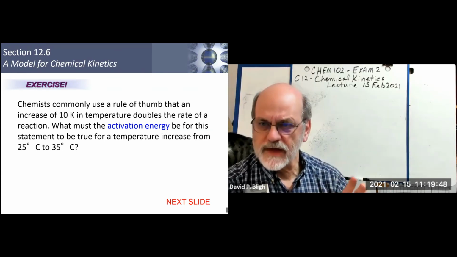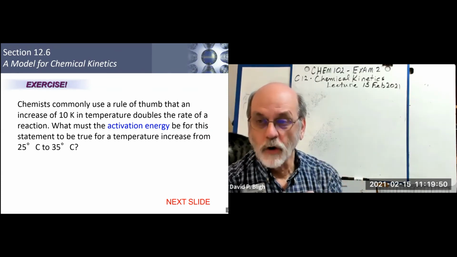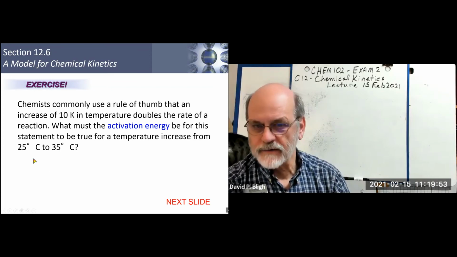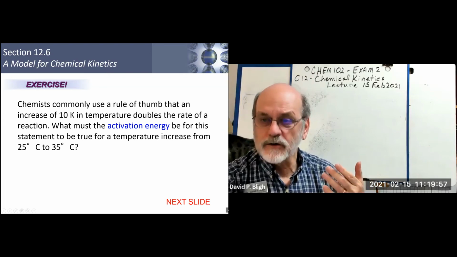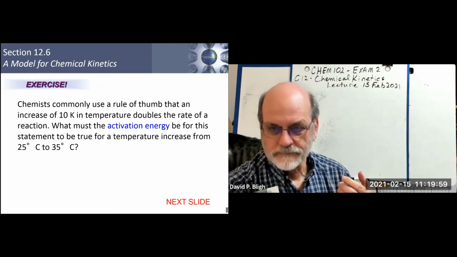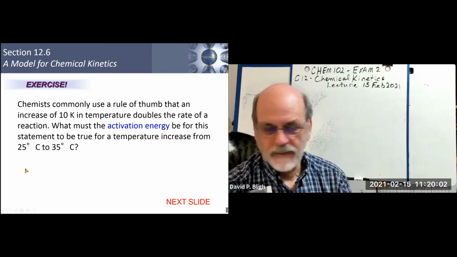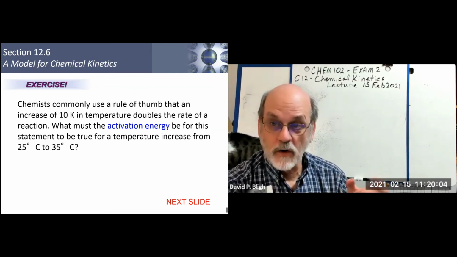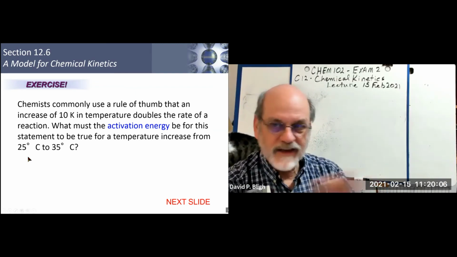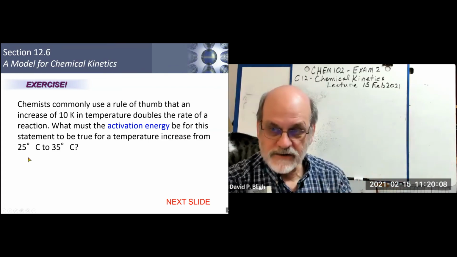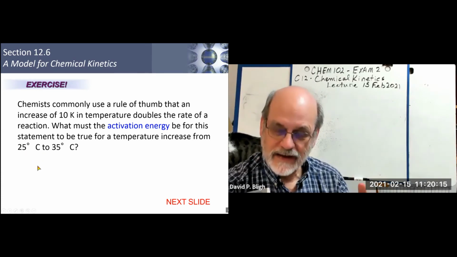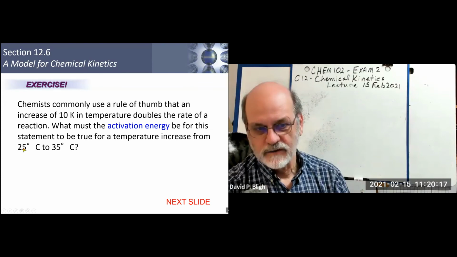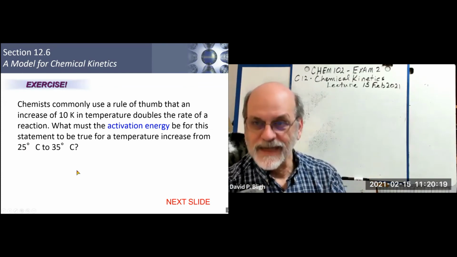So I picked temperatures that were in a normal range, right? 25 to 35 degrees. 25 degrees is what we consider standard temperature for most reactions, except for gases, right? Standard temperature for gases is 0 degrees. But for everything else, reaction rates included, standard temperature is 25 degrees Celsius. So let's take that one and bump it up 10 degrees, 25 to 35. There you go. Now let's see what happens.